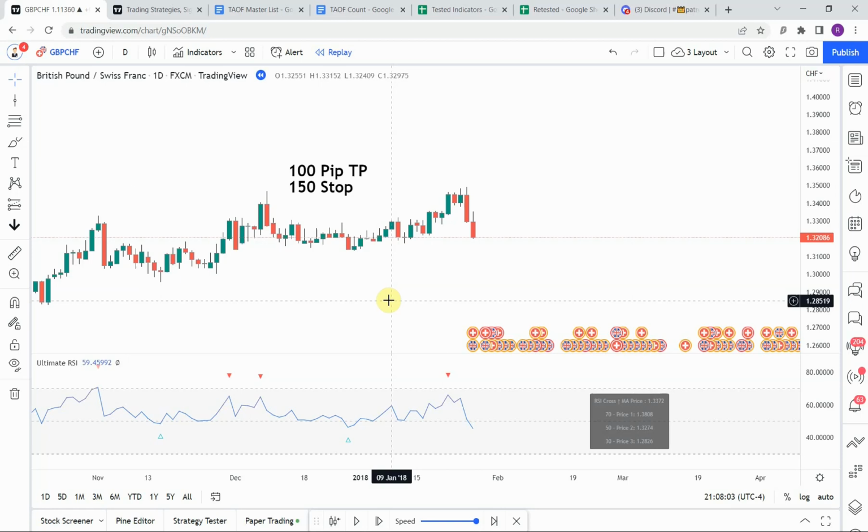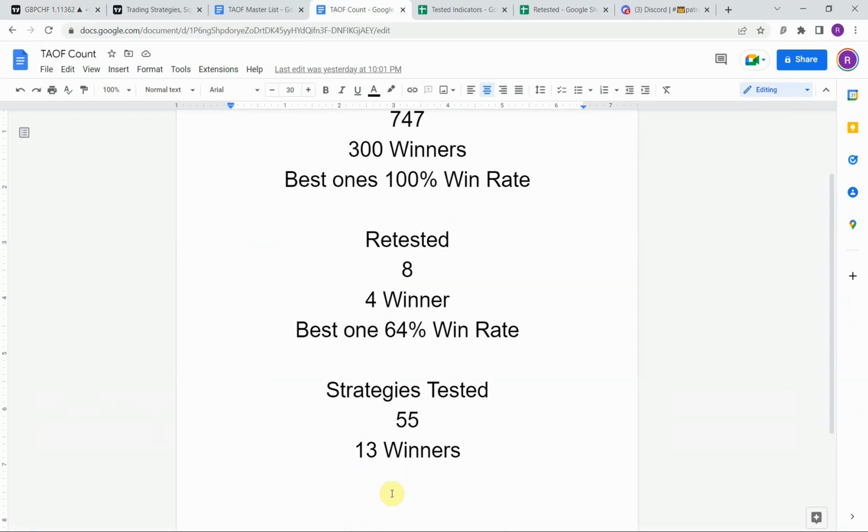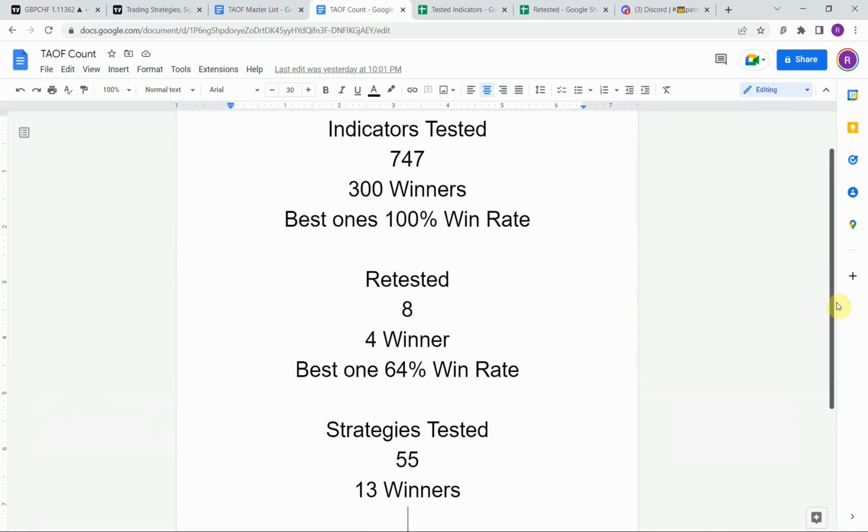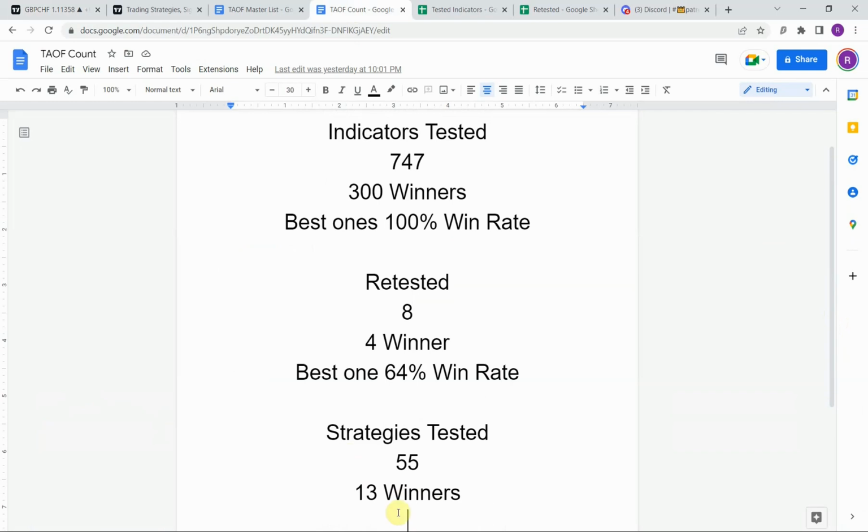Alright, as I said, today we will be testing the ultimate RSI. Before we do though, I wanted to put the testing scoreboard up for everyone to see. So to date, we have tested a total of 55 different strategies, with 13 of them being profitable. We've also tested a total of 747 indicators, with 300 of them being winners. The best ones so far were able to achieve a 100% win rate.